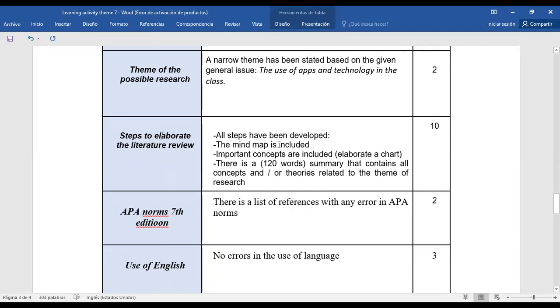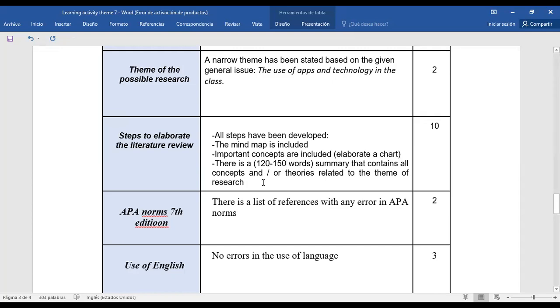The mind map is included in the PDF. The important concepts are included, that is in the chart. And the summary with minimum 120 words. It should be between 120 and 150, but no more. And then you include all the concepts, theories, findings that you establish as relevant. That is the essential part, and it is worth 10 points, okay?